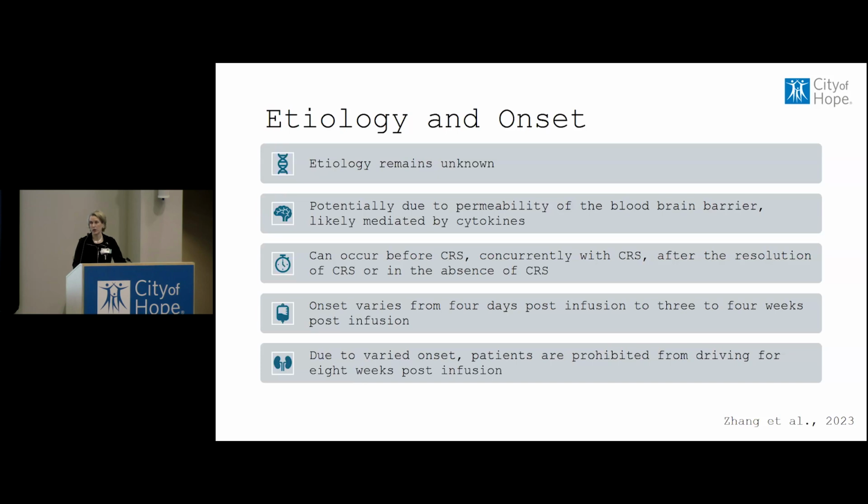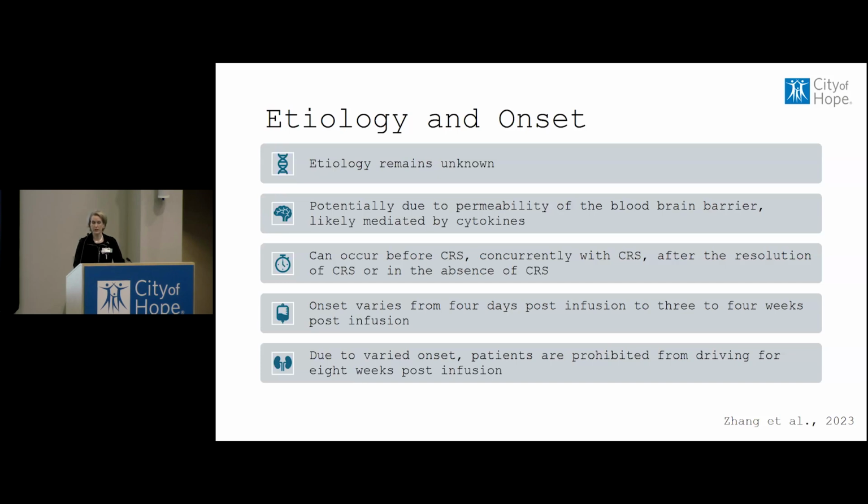There are many time points at which ICANS can occur. Like Chelsea mentioned, there's a variety of onset for CRS, and ICANS can occur in combination with CRS at the same time, or it can happen after CRS or prior to it, in the absence of CRS. Because the onset of CRS is variable among the products, there's even one of the BCMA-directed products where the median time to onset is not until 7 days post-infusion. So the patient has the potential to experience ICANS prior to experiencing CRS.